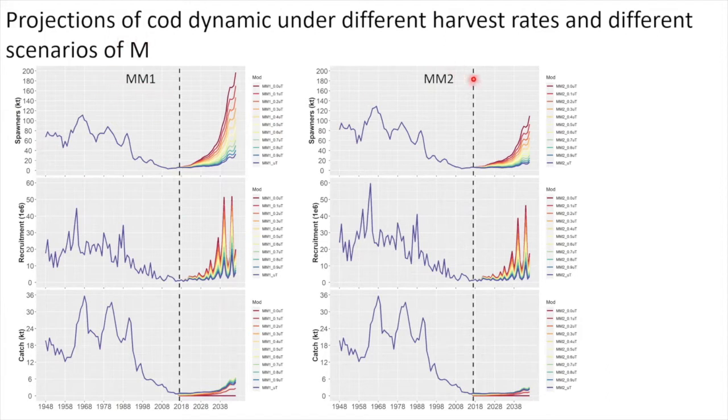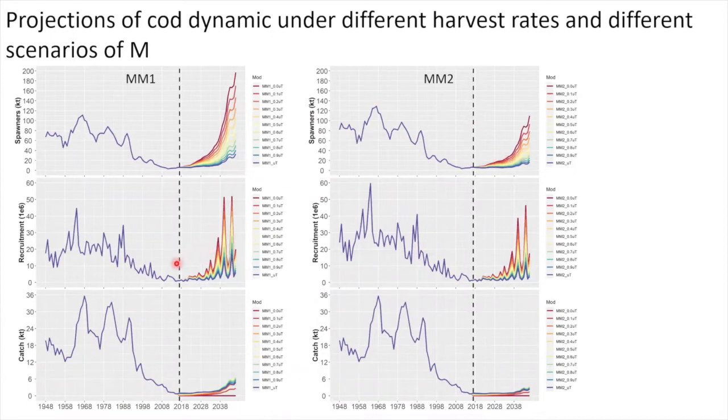Under MM1 and MM2 models, it is possible to predict a recovery of the spawning biomass depending on the harvest rate that is applied. For example, the MM1 model predicted that applying a harvest rate lower than 60% of the current harvest rate could allow the stock to recover in the long term and reach spawning biomass levels close to those observed in the past. Now the model MM2 is more pessimistic and predicts that applying a harvest rate lower than 40% of the current harvest rate could allow the stock to recover in the long term and reach spawning biomass levels close to those observed in the past.